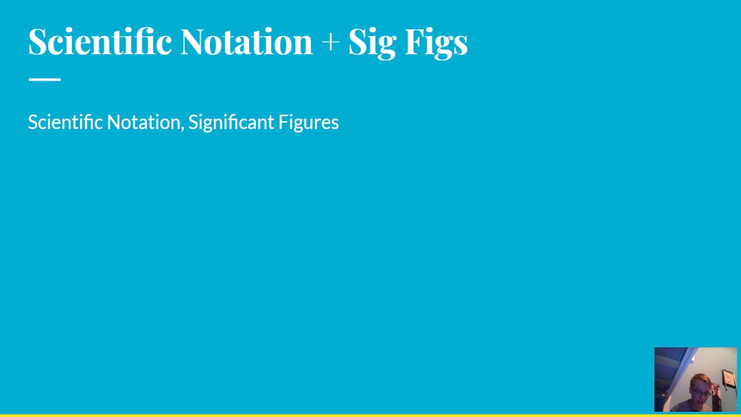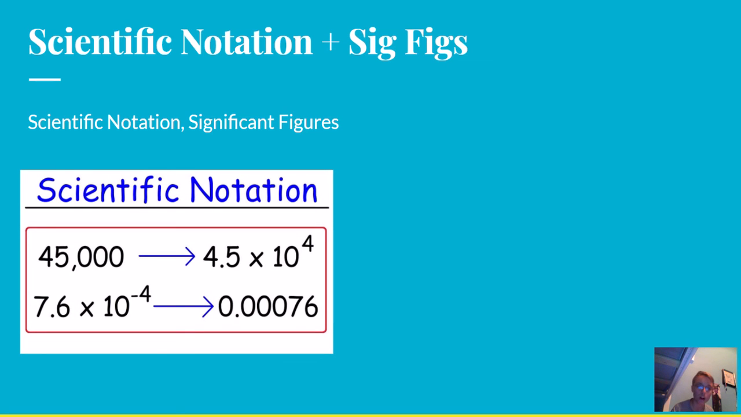So next, you have scientific notation and sig figs, which stand for significant figures. So scientific notation is when a number between 1 and 10 is multiplied by a power of 10. Those are some examples. 45,000 can be written into 4.5 times 10 to the 4th. Or it can be into smaller. 7.6 times 10 to the negative 4th is that number.